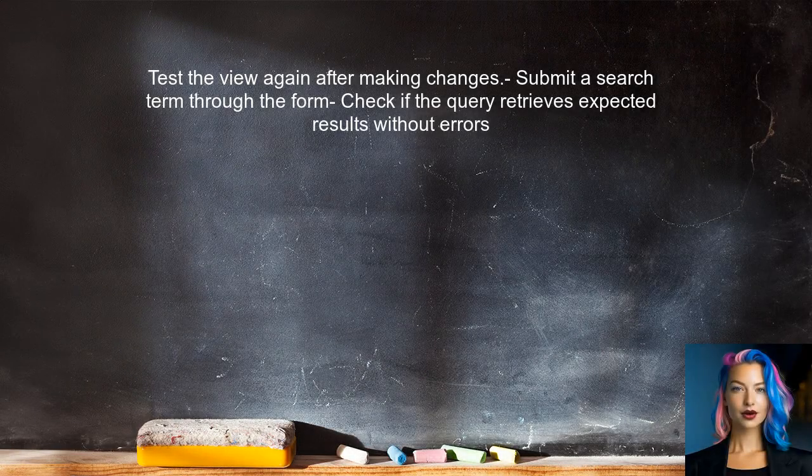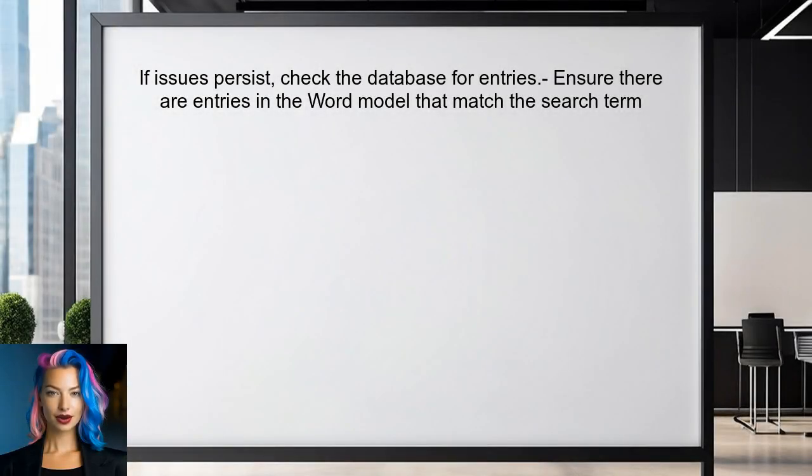After making these changes, the user should test the view again. They can do this by submitting a search term through the form and checking if the query retrieves the expected results without errors. If the user continues to experience issues, they should check the database to ensure that there are entries in the word model that match the search term. This can help confirm that the data exists for the query to return results.